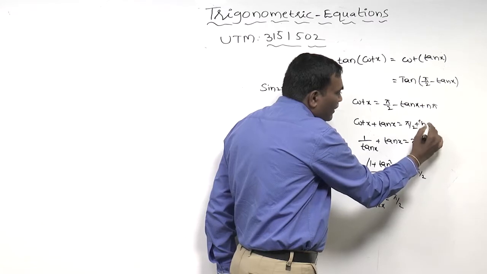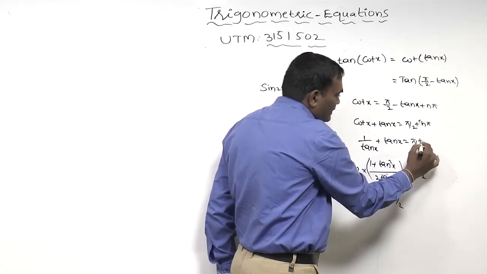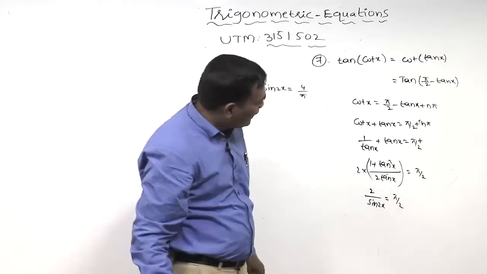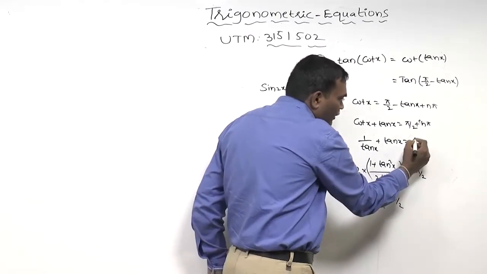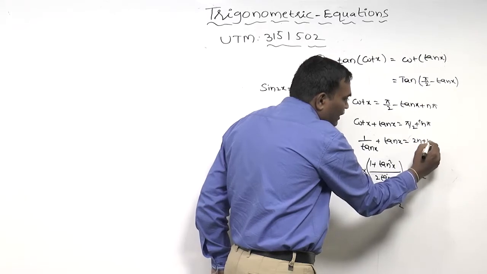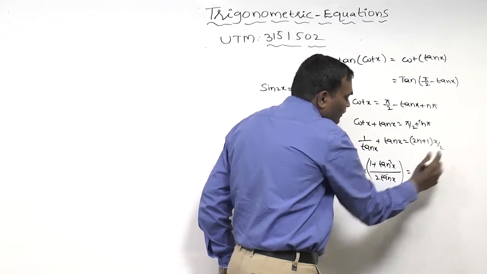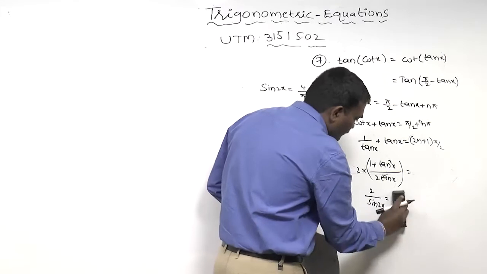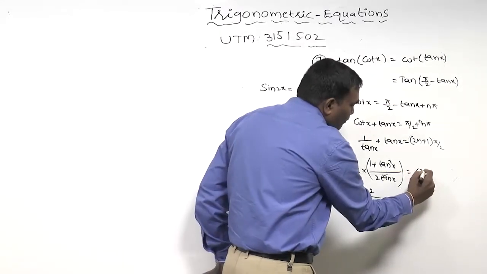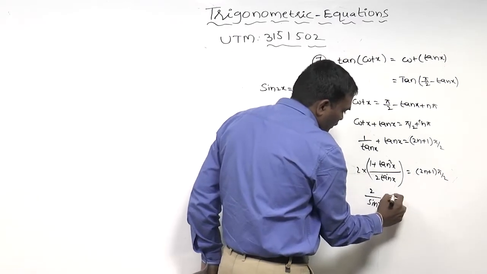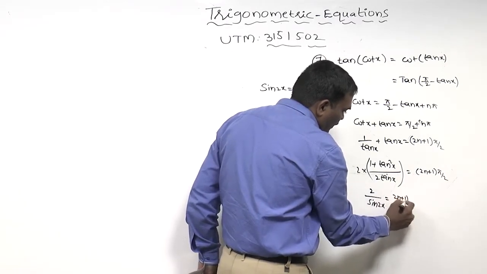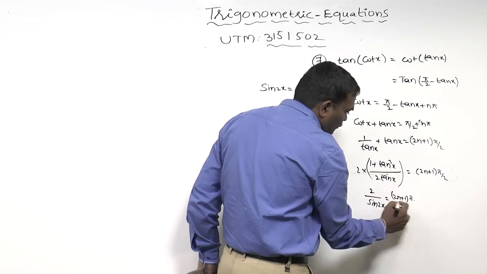Here you write n pi plus n pi. So what we have to write? Pi by 2 plus n pi means here 2 into n, 2n plus 1 into pi by 2. Here also change, 2n plus 1 into pi by 2. This is also 2n plus 1 into pi by 2.